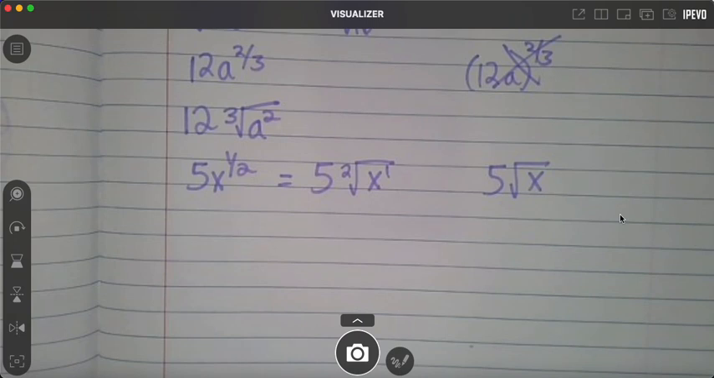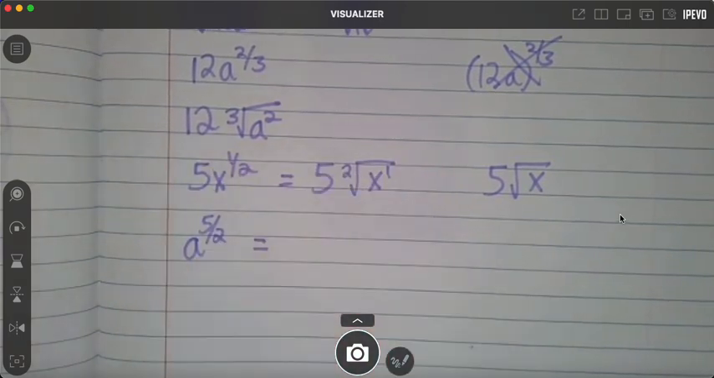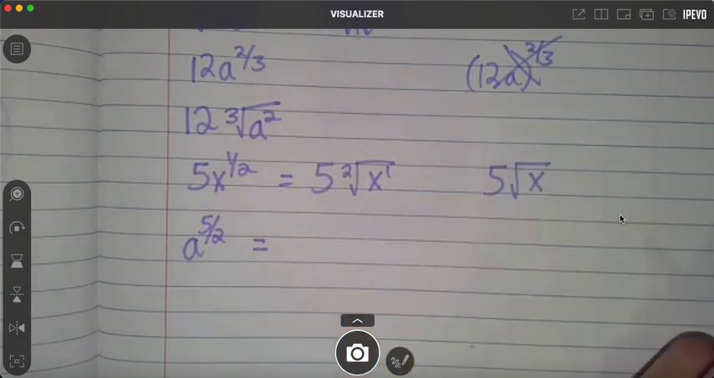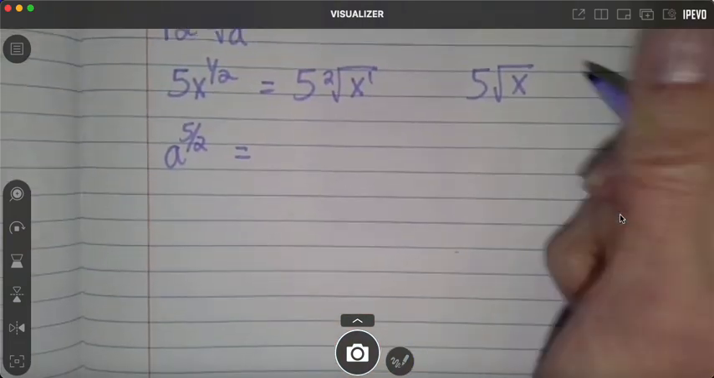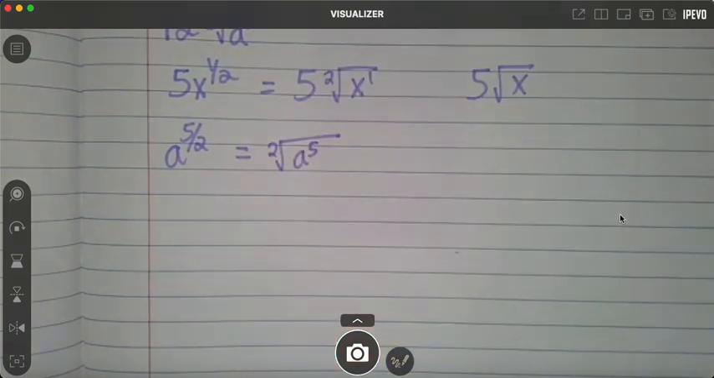On this one, I have a to the 5/2. It's just a letter. If I have a to the 5/2, then I'm going to write the what root? The square root of a to the 5th. Do y'all understand that? The bottom number is the root. Did you have to write the 2 in that case? No, but if you did, it's fine. It's another way to write square root.